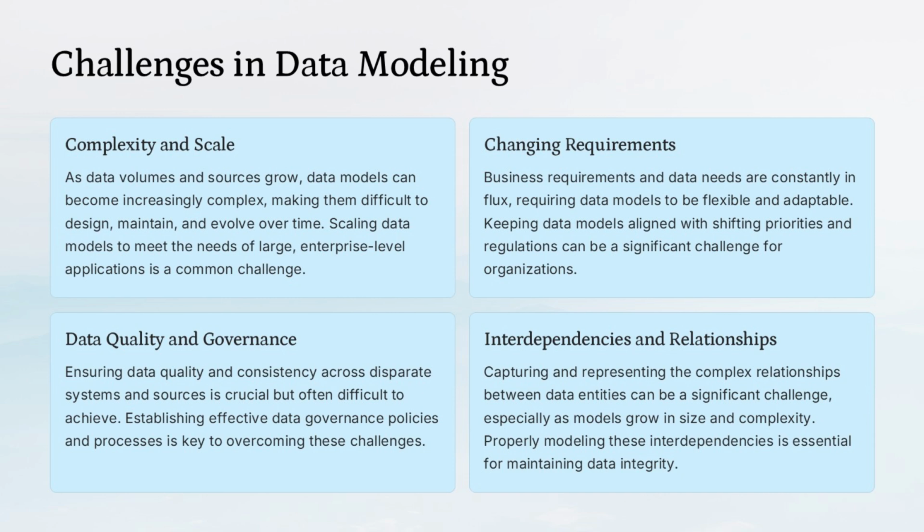Keeping data models aligned with shifting priorities and regulations can be a significant challenge for organizations. Ensuring data quality and consistency across disparate systems and sources is crucial, but often difficult to achieve. Establishing effective data governance policies and processes is key to overcoming data quality and consistency challenges. Capturing and representing the complex relationships between data entities can be a significant challenge, especially as models grow in size and complexity. Properly modeling these interdependencies is essential for maintaining data integrity within the organization.